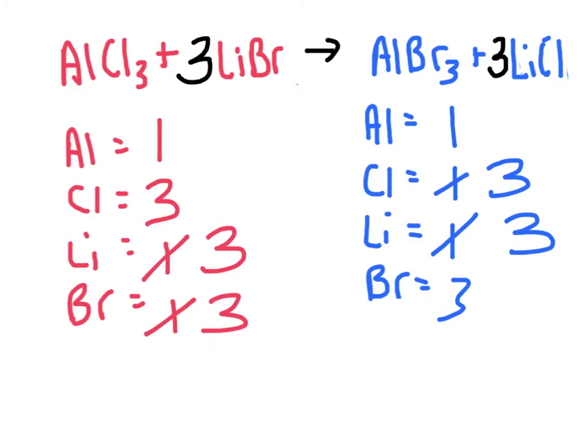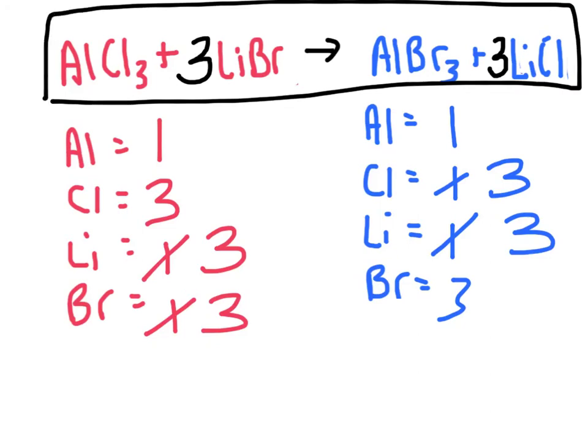So, all the elements are balanced, and therefore we have created a balanced chemical equation, where one of these reacts with 3 of these to produce one of these compounds and 3 of these compounds.